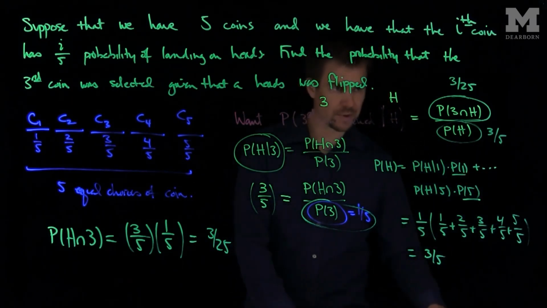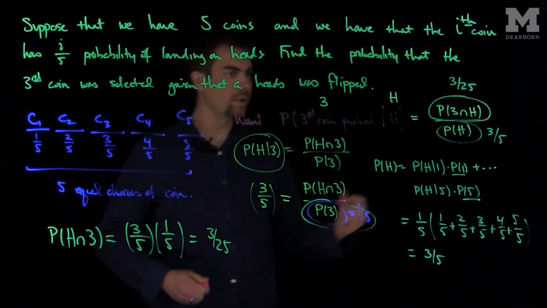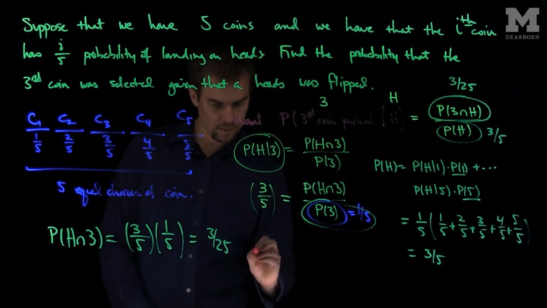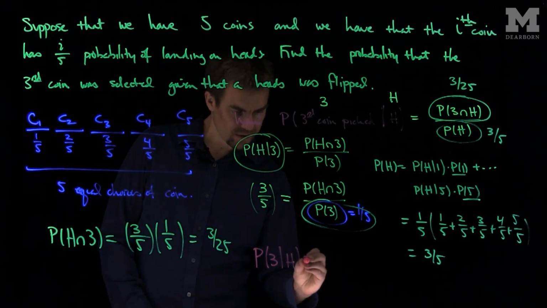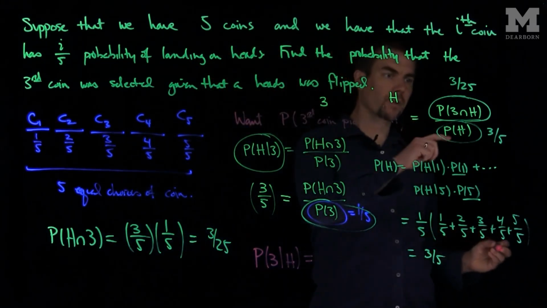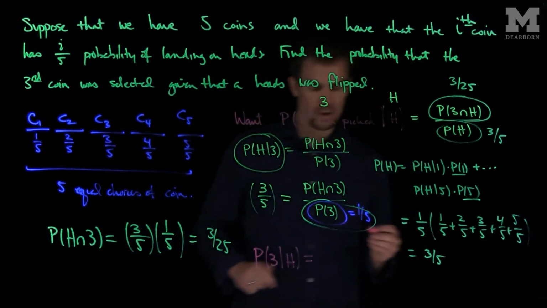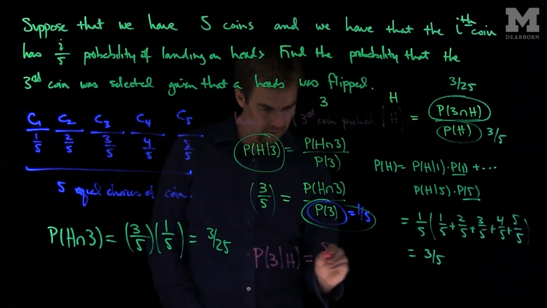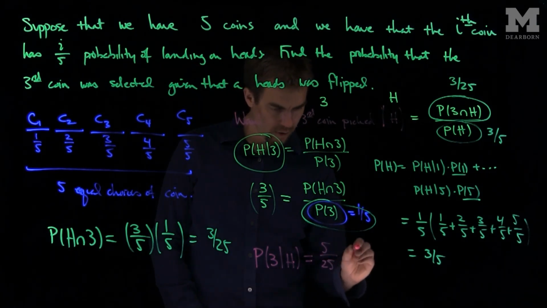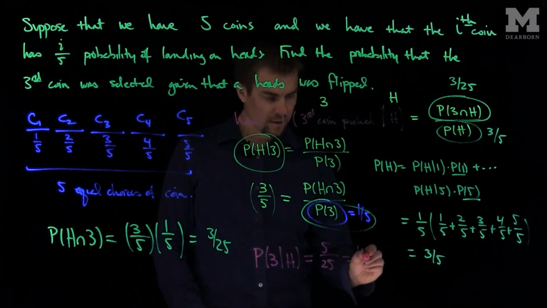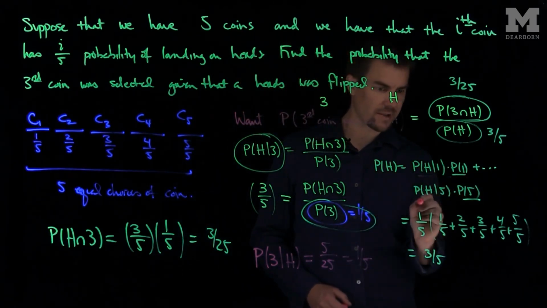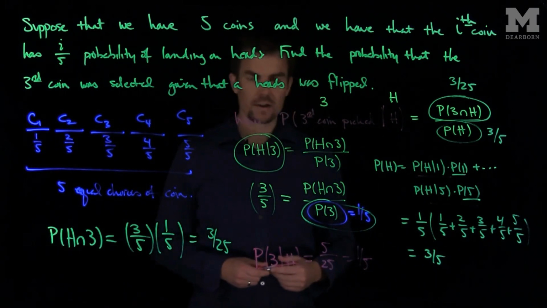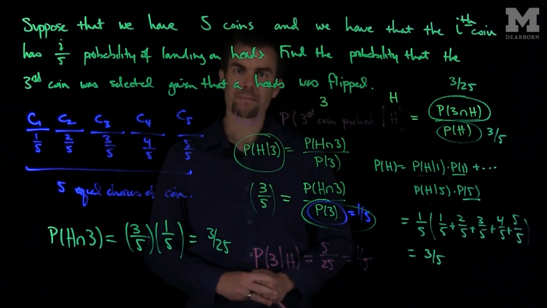And so what we see is that the probability of the third coin being selected, the probability of 3, given that heads was flipped, is 3 over 25 over 3 over 5. And so that will be 5 over 25, or 1/5. So in this problem, we used Bayes' result, and we used this Bayes decomposition of the probability of heads to compute the desired probability. Thank you very much.